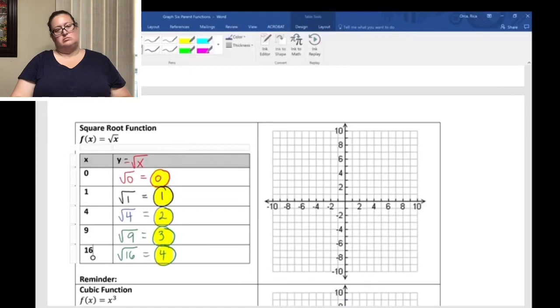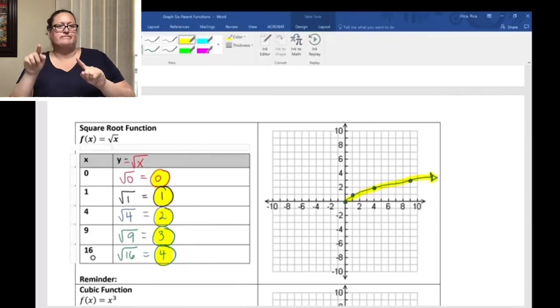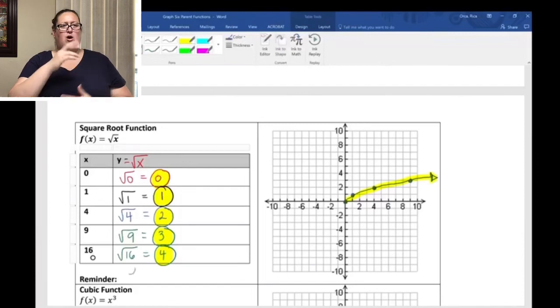So 0, 0, 1, 1, 4, 2, 9, 3, and we don't have room for 16, 4, so I'll stop at 9, 3. And that's our function. So what my previous students have told me is that the square root function reminds them of a half curve. Let's go with that. All square root functions look like half curves.